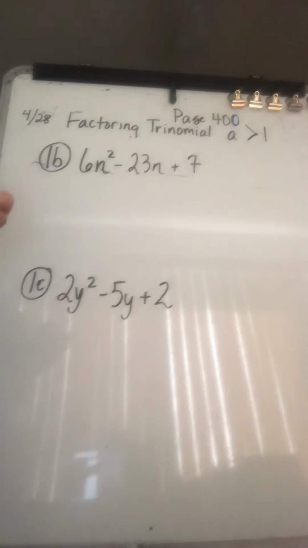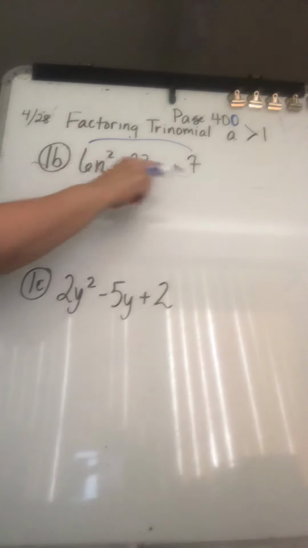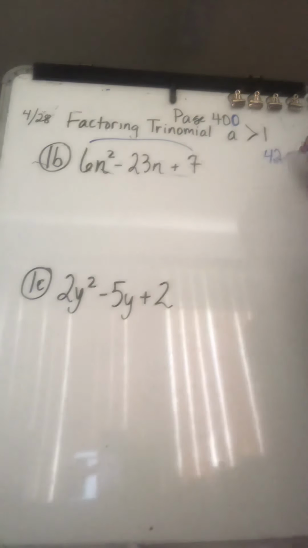Okay, I moved to page 400 because I like these problems. Our first one, we are going to have to multiply 6n squared and 7. That gives us 42n squared, I should say.